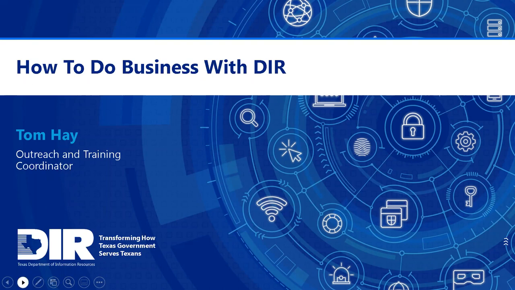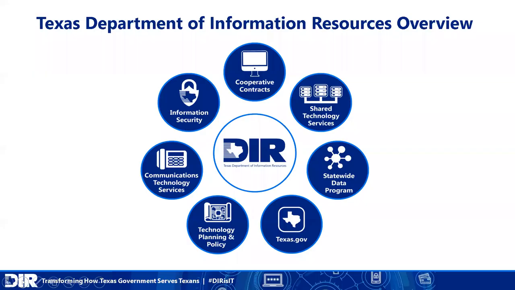If you go to the next slide, we are kind of a cousin or a sister agency to the comptroller's office in that we do purchasing and procurements as well. However, we handle only information technology procurements and products and services contracts for the state of Texas. And that includes things like our cooperative contracts program, where customers can go purchase hardware, software, and technology services through our vendors who hold cooperative contracts with DIR.